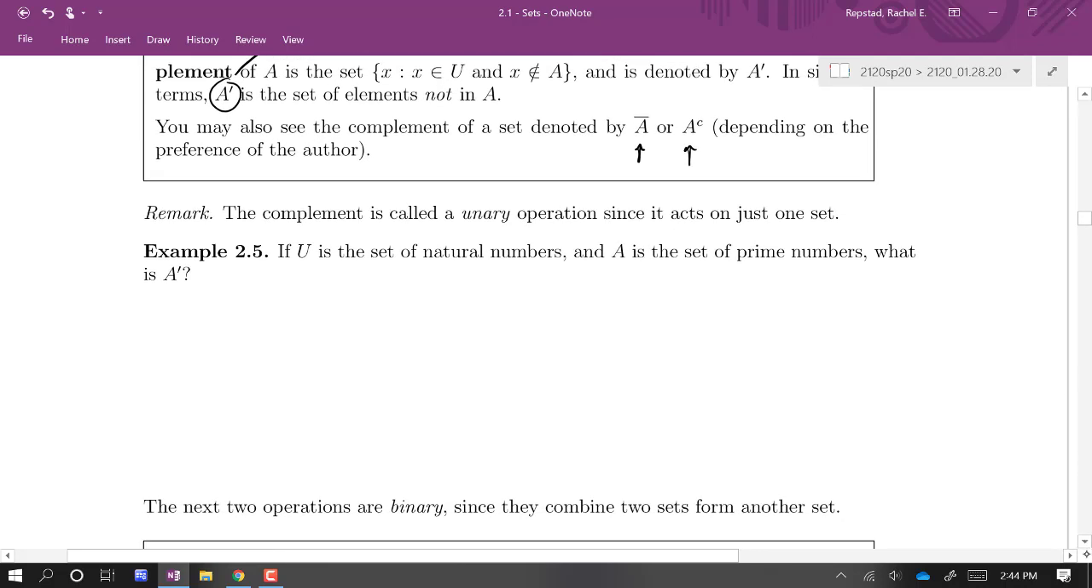So suppose our universe is the set of natural numbers, and A is the set of prime numbers. Does anybody know what the complement of A would be? Anybody remember what a number is called if it's not prime?